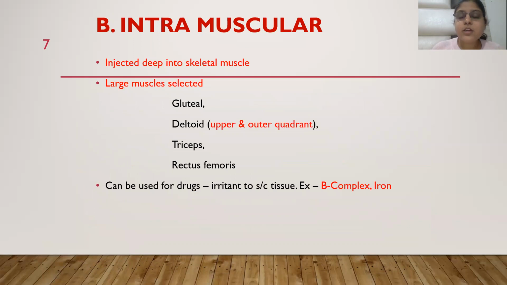Intramuscular: the drug is injected deep into the skeletal muscle, and the muscles used for this are gluteal, deltoid, triceps, rectus femoris. It can be used for drugs which are irritant to subcutaneous tissue, like vitamin B complex and iron. We can give them by intramuscular injection, which is given at an angle of 90 degrees.